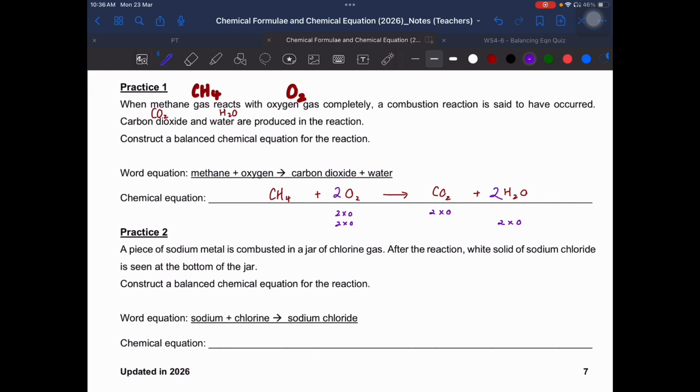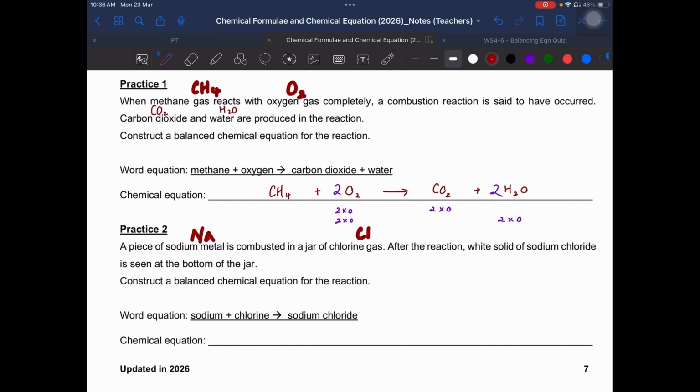Okay, so let's try out practice 2 now. Practice 2: sodium is Na in the formula, a jar of chlorine gas. Chlorine gas is a group 17 chemical, which is diatomic, so it's Cl2. You actually form a solid of sodium chloride, NaCl. How do I know it's NaCl? Because Na is Na plus, Cl is Cl minus, and together I do a crisscross method, I'll get NaCl.